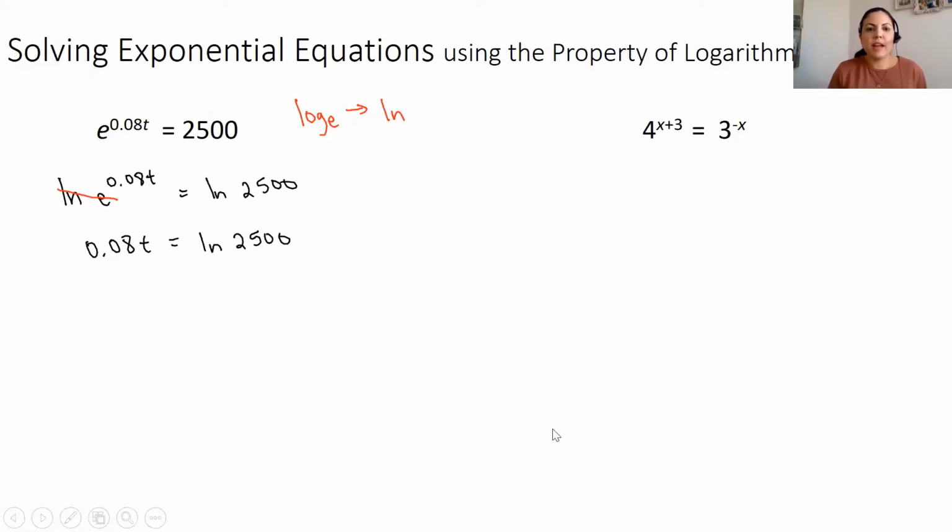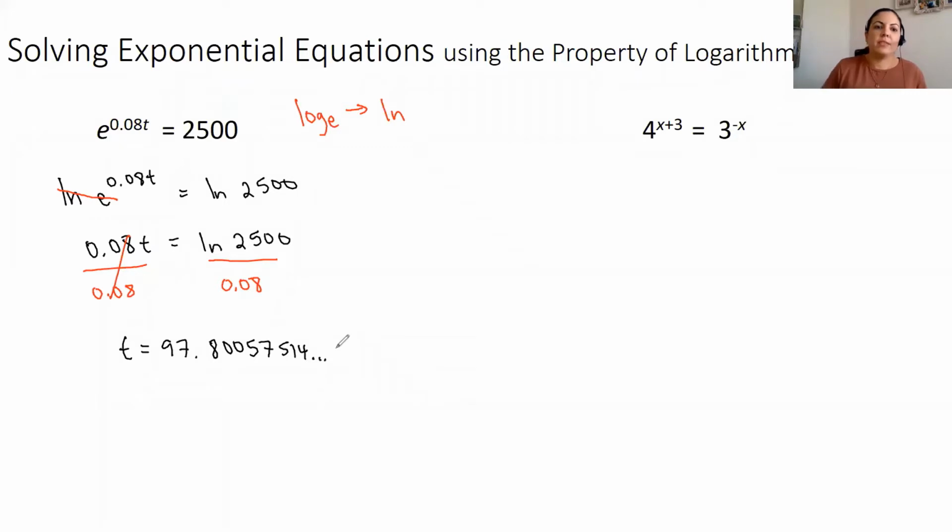Algebraically now, we can solve for t by dividing both sides by 0.08. Since t is being multiplied by that value, we can divide in order to solve for t. This is where you have to do some calculations in your calculator. I'm going to do the natural log of 2500. I'm using this TI-84. Make sure you close the parentheses, divide that by 0.08. Hopefully, if you're following along, you should get 97.80057514. We assume that that's an irrational number that just continues.